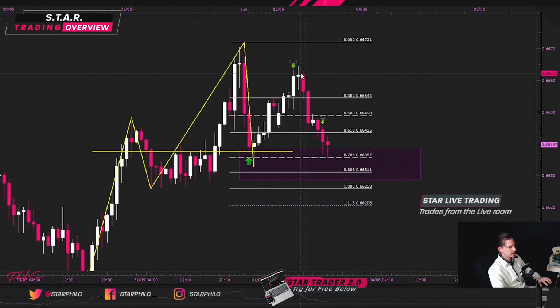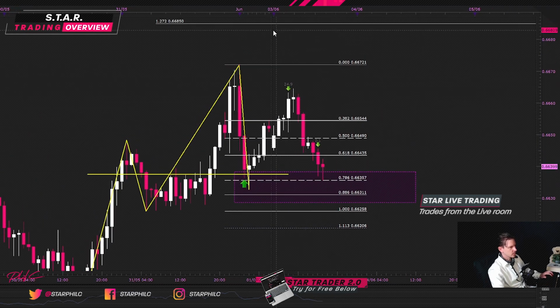Our target got hit, but our second target right up here at the 127 did not get hit. So as we come up and we hit target 1, again, we take off half of the contract, we roll stops to break even. So roll stops from 113, which is below our previous low.